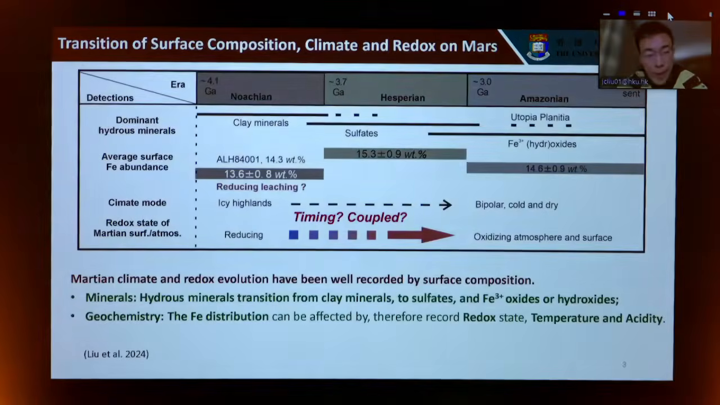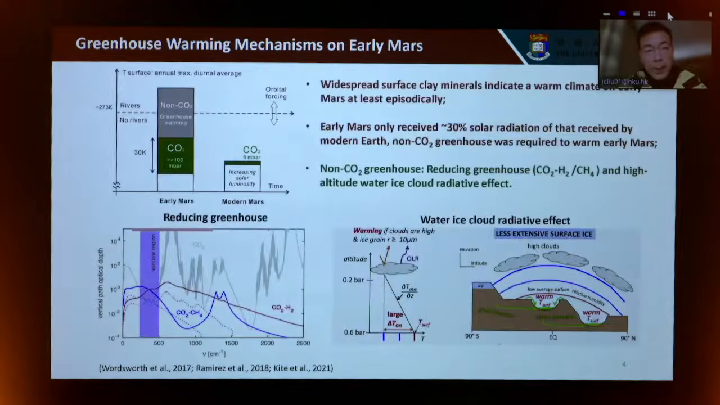Martian climate and redox evolution could have been well recorded by surface composition, including hydrous minerals and geochemistry. Hydrous minerals evolve from clay minerals to surface iron oxide or hydroxide. Geochemistry is another very important aspect. Iron mobility can be affected by redox, temperature and acidity, so the distribution of iron can be used to reconstruct Mars' redox state and temperature. Widespread surface clay minerals indicate a warm climate on early Mars, at least episodically.